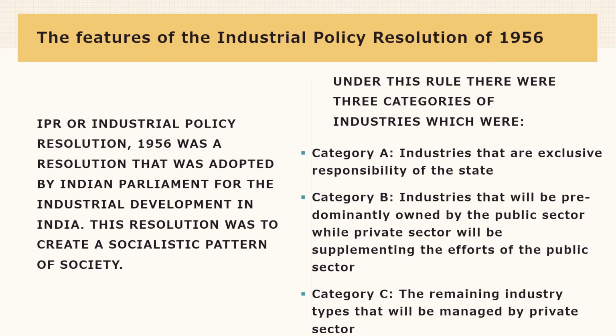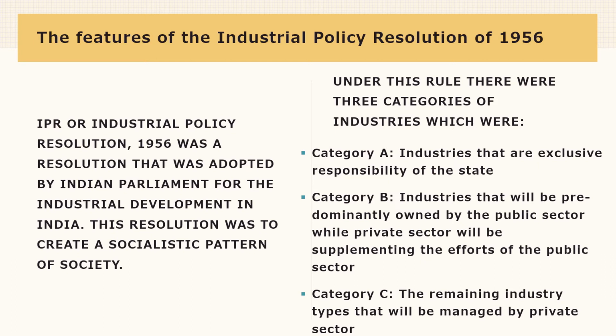Now let us learn about the IPR or Industrial Policy Resolution, which was passed in 1956. It was a resolution that was adopted by the Indian Parliament for the industrial development in India. This resolution was to create a socialistic pattern of society.